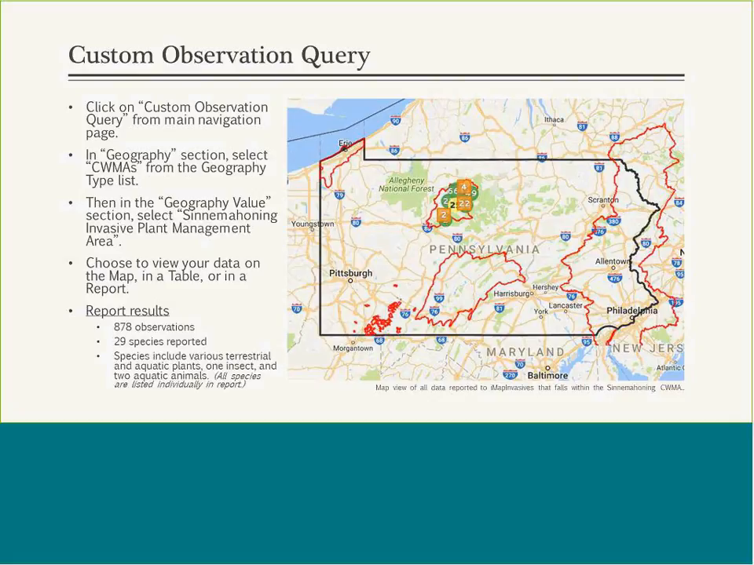And just to give you a list of what that includes, that includes both terrestrial and aquatic plants. There's been an invasive insect that's been found, as well as 2 aquatic animals. Again, all listed out individually in the report itself, so that if that's important to you and you want to get a better understanding of what's been found in the area that you are in charge of managing, the report is going to be your best friend in this case.